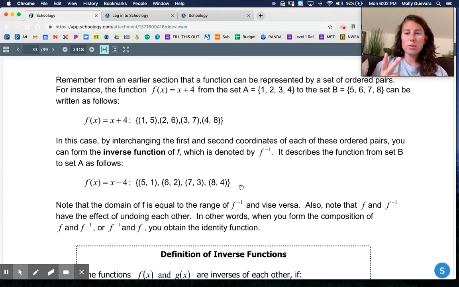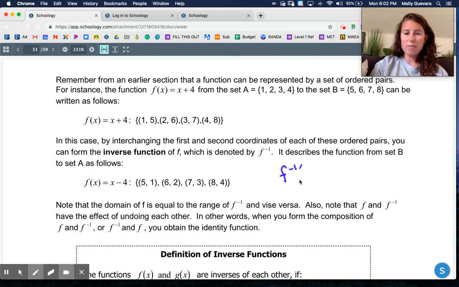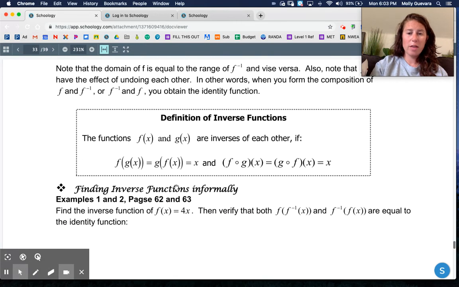So they're functions where the x and y coordinates are flipped, and we'll talk about what it looks like on a graph as well. The only other thing to remind us of is the notation. We would say f inverse of x. This is not an exponent. It's the notation for an inverse function. So just making sure we know that.